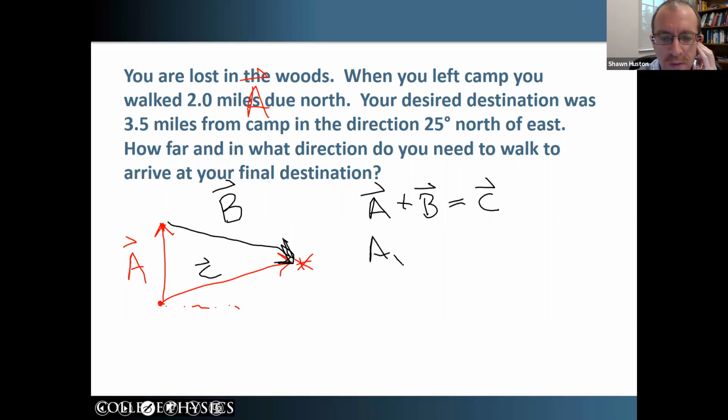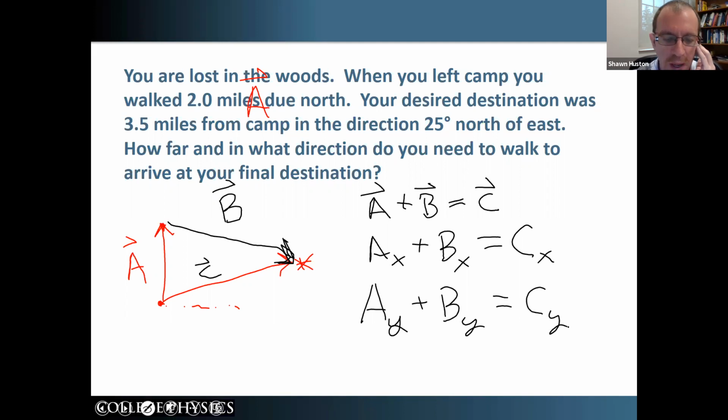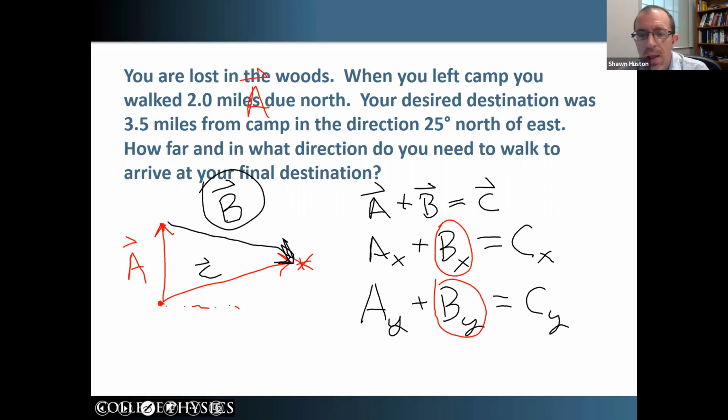But what I can do instead is add up the X part of A and the X part of B, and that would give me the X part of C. And I can do the same thing with the Y direction. Of course, if I look at what I'm actually trying to solve for in this problem, I'm trying to figure out which direction I need to walk in and how far I need to walk. So I'm really asking, what is this B sub X? What is this B sub Y? And if I figure those things out, then maybe I can figure out how far I need to walk and in what direction. All right. So that is my goal.